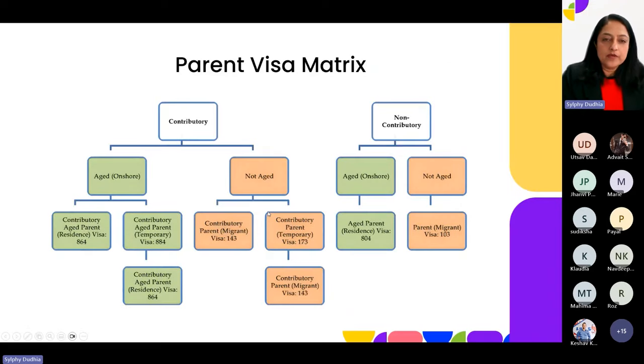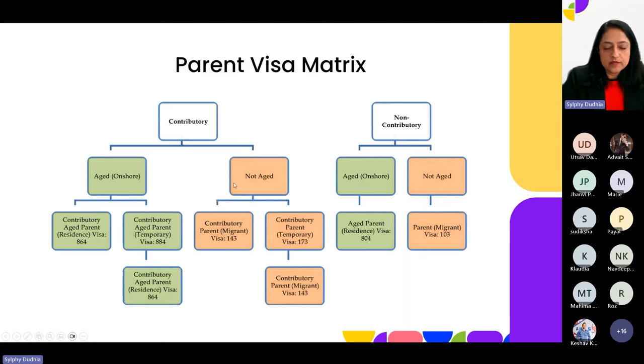So continuing with the matrix, first is contributory and non-contributory. So I have divided into 2 sections. In contributory, there is an aged onshore and non-aged. Now, in aged onshore, you have 2 sections. First is either you can apply for the contributory direct, which is 864, or you can go through a 2-stage process, which is contributory aged parent visa 884, which is temporary, and within 2 years, you can apply for contributory aged parent visa 864.